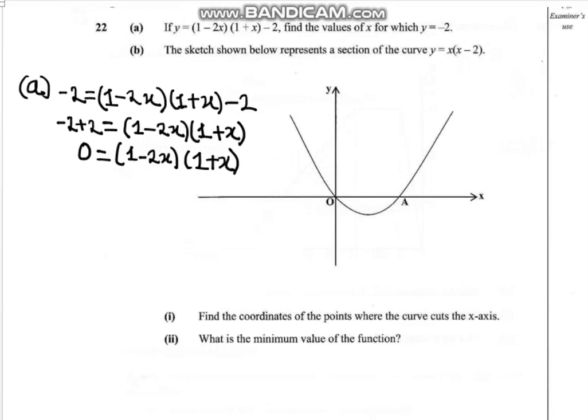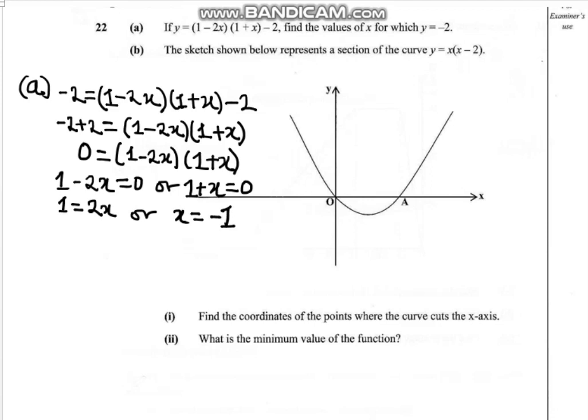When we reach this stage, as in the process of factorization, we separate the two expressions and equate them to 0. So this means that 1 minus 2x is equal to 0, or 1 plus x is equal to 0. To solve for x, for the first one, I'll leave 1 this side and move 2x to the right, and this will be positive. Or then for 1 plus x, I'll move 1 to the other side, so x is equal to negative 1.